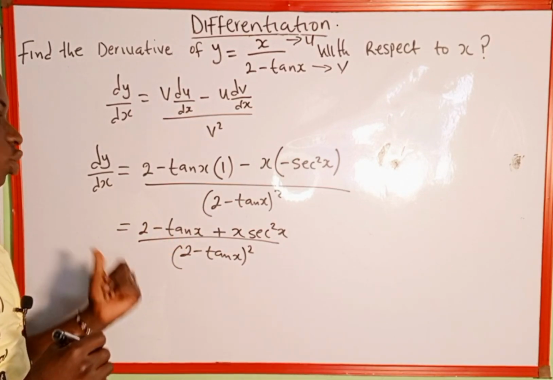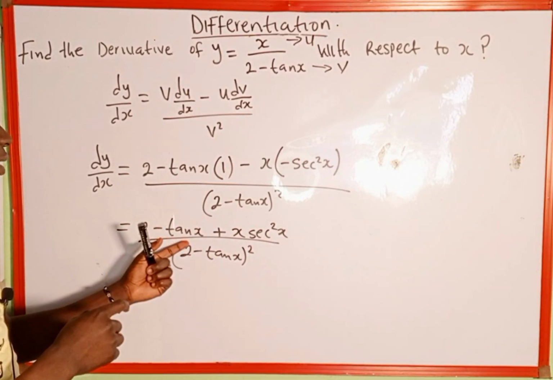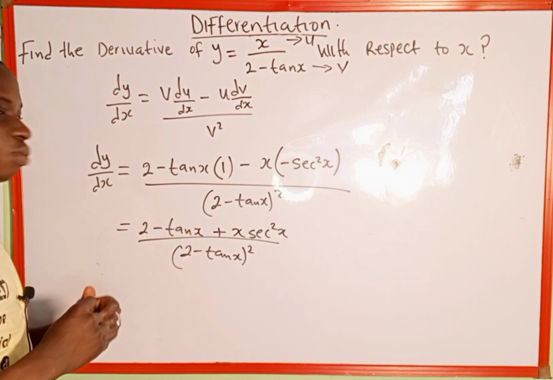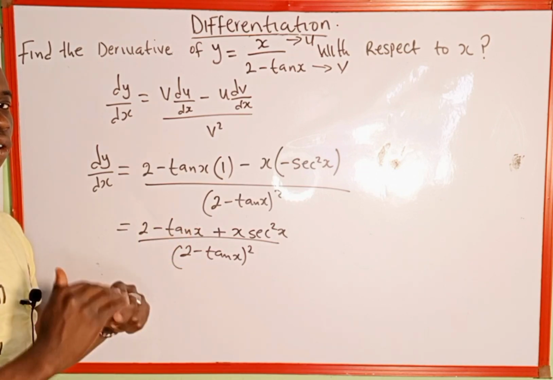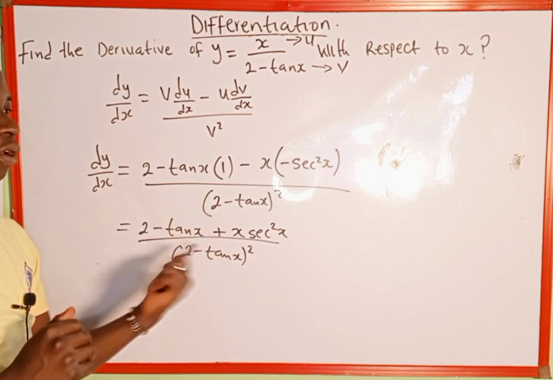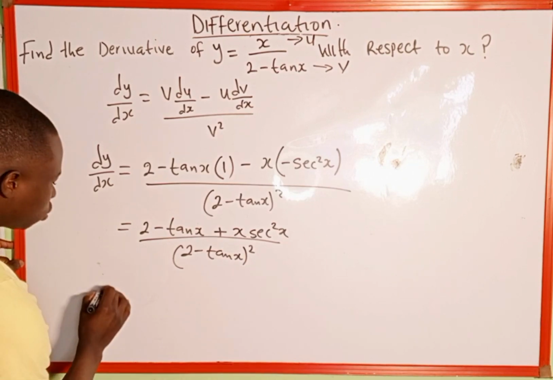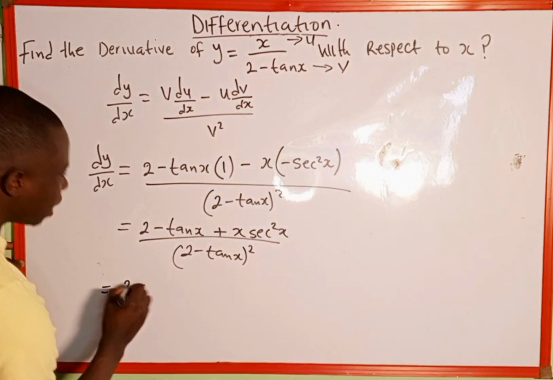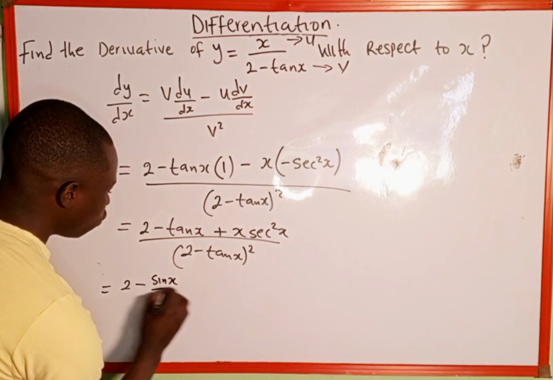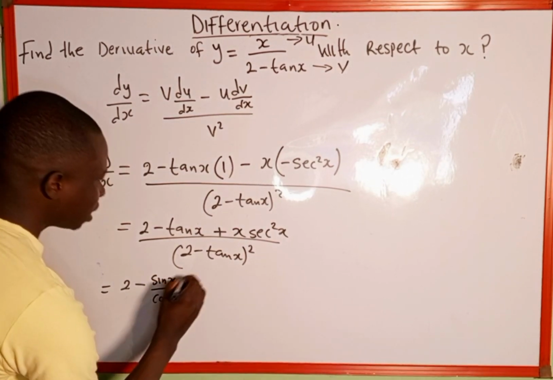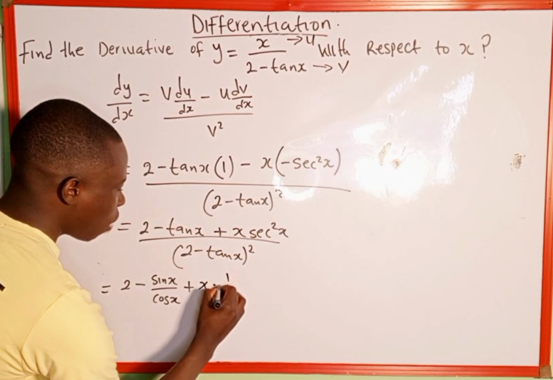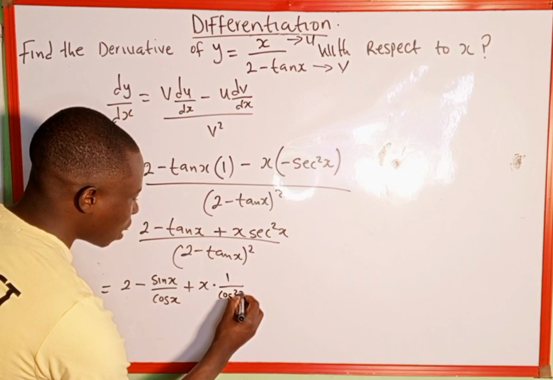We're going to recall our trigonometry identity. Tan x, if you simplify tan x from trigonometry, is going to be the same as what? Sin x all over cos x. And when we simplify sec square x, is the same as 1 all over cos square x. So this is going to be equal to what? 2 minus, in place of tan x, we replace what? Sin x all over cosine x, then plus x. Then in place of sec square x, we replace what? 1 all over what? Cos square x.